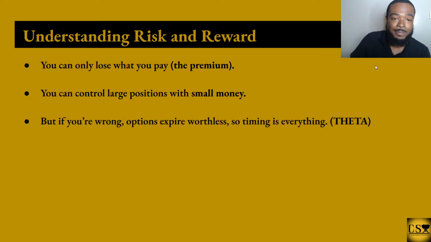If you're wrong, the biggest risk is that your contract can expire worthless. So timing is everything. That's why I have theta highlighted right here, because theta is going to let you know when you need to be looking to sell your contract. When this theta number gets too high and you start seeing time eating at your contract more and more, then you know it's about time to get out of your contract before it becomes worthless.